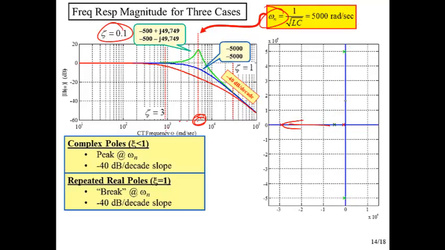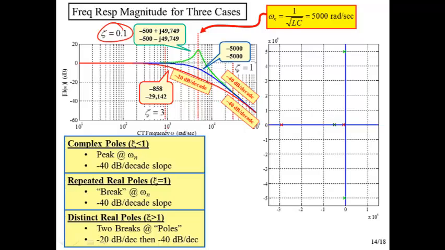And notice that after the split, the one moving towards the origin doesn't move very far, and the one moving away from the origin moves quite far. So they don't have the same rate of motion as each other. And then, for that case, now we have two things that are happening. So we have a root at minus 858, and we have a root at around minus 30K. So two things happen here.